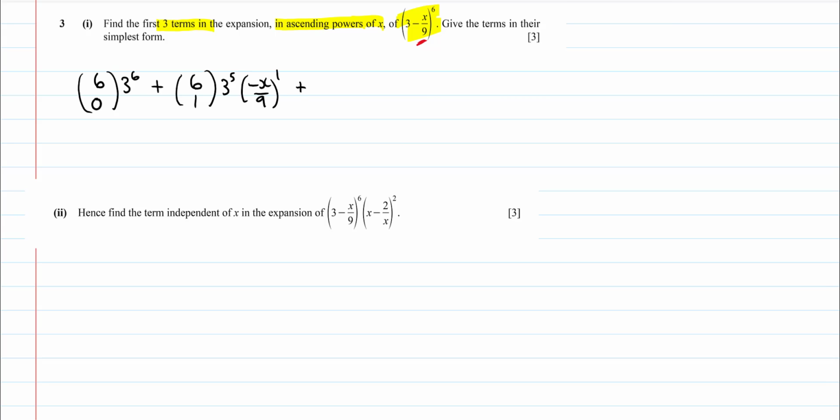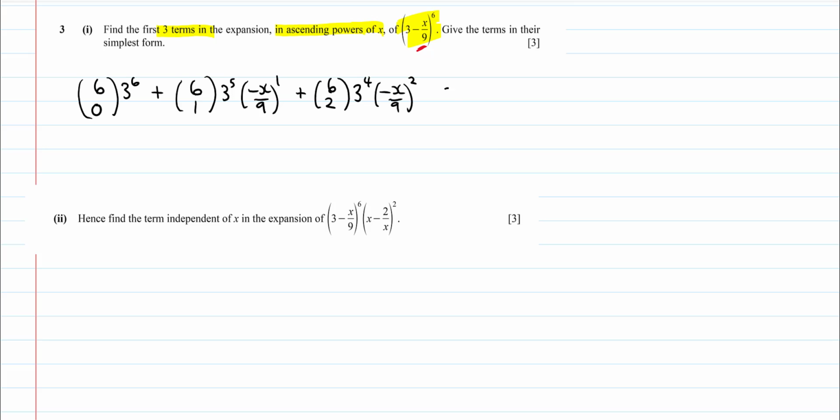And then our third term, we're going to have 6 choose 2. So we've got 6 things and we're choosing 2 of those minus x over 9's. So that means we're going to have 3 to the power of 4 and minus x over 9 all squared.